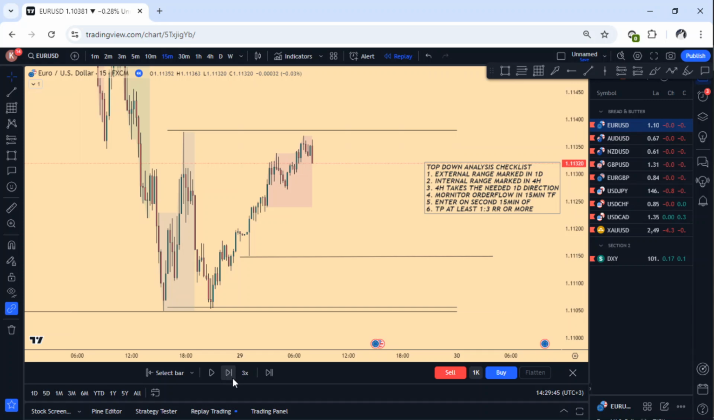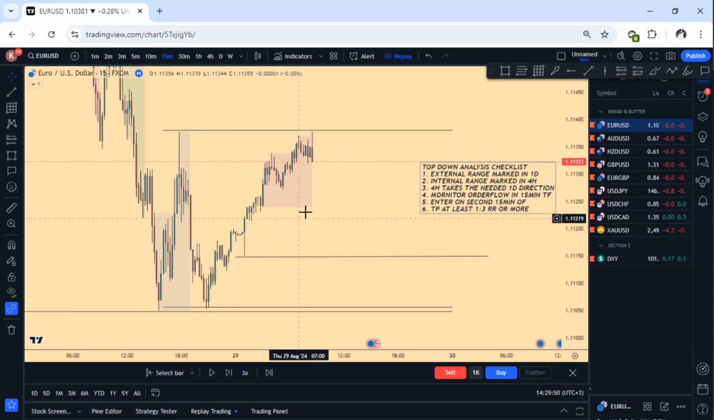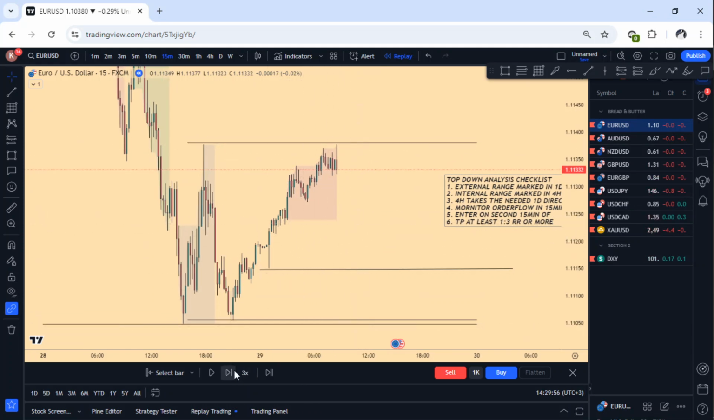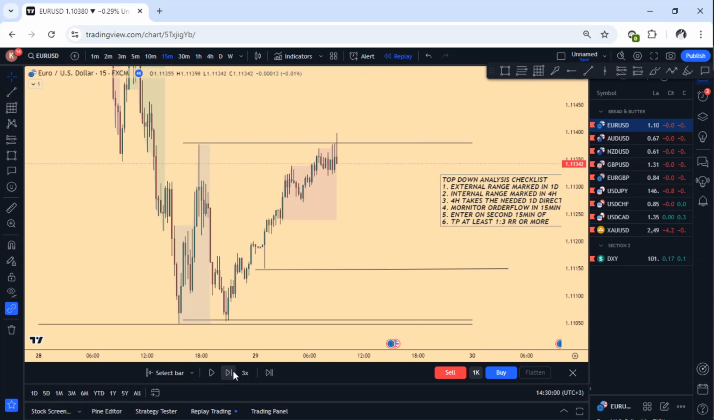So London opens and we can see a reaction again. This was a break of structure, another break of structure is happening down here. So I'm just observing, another break of structure is happening down there. So that high is taken. So it means I'm not interested anymore in looking for sales until this one is taken.